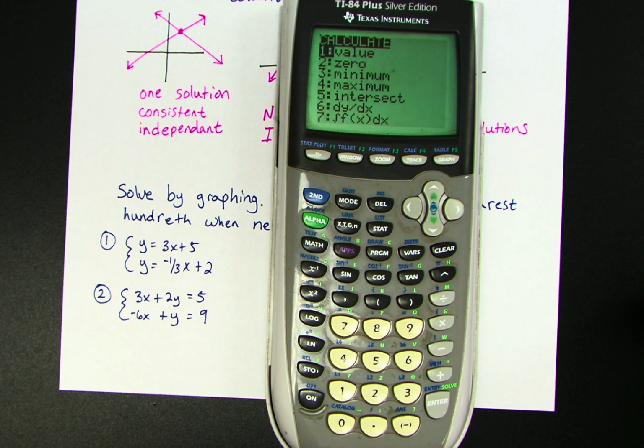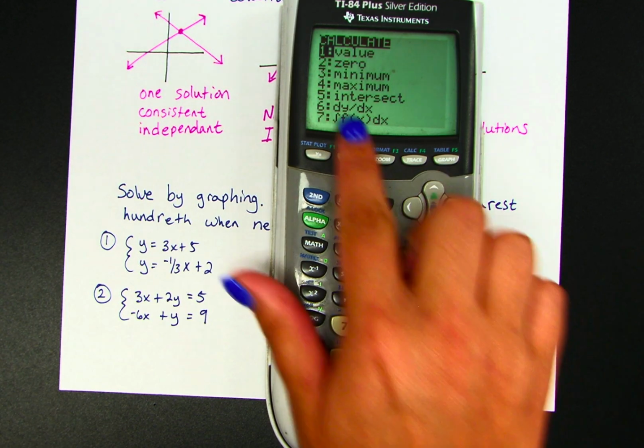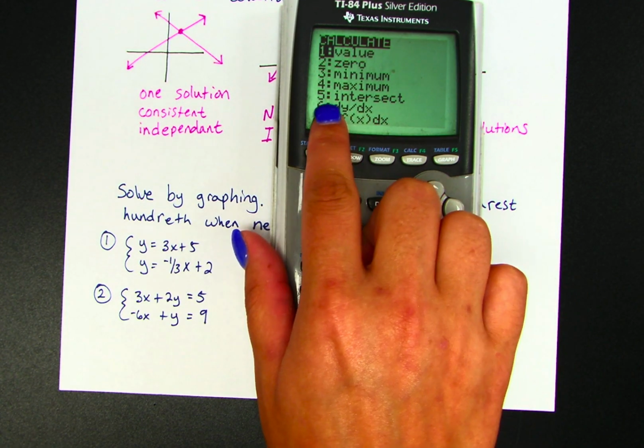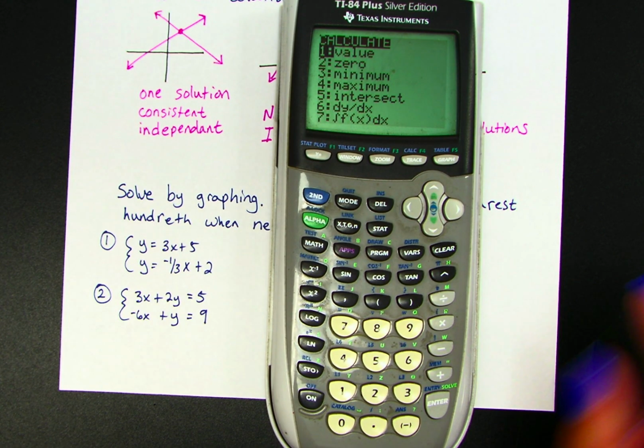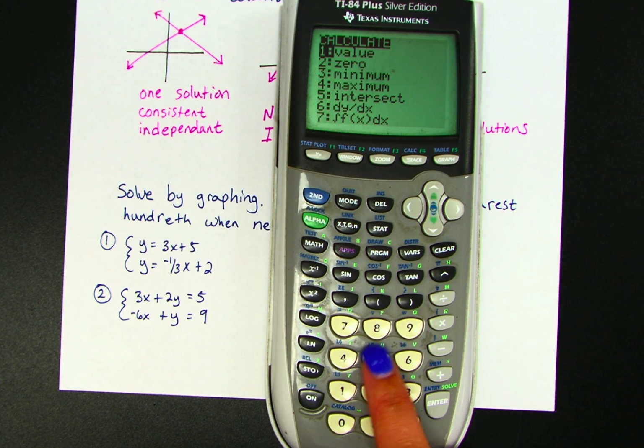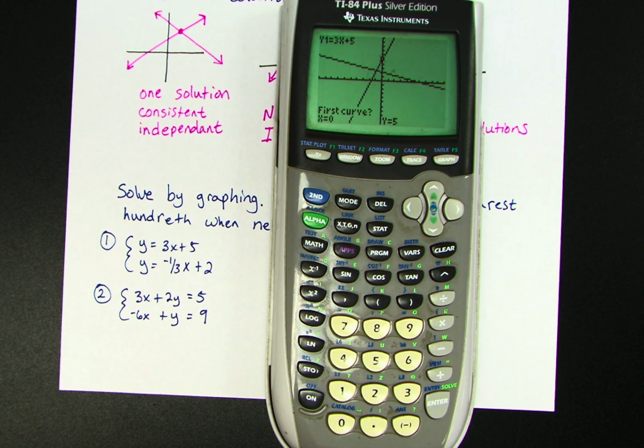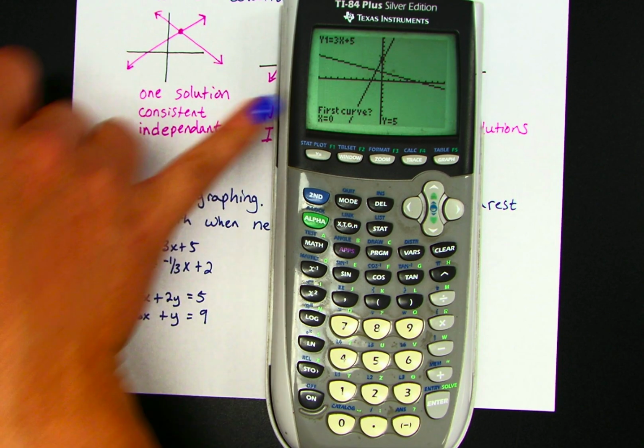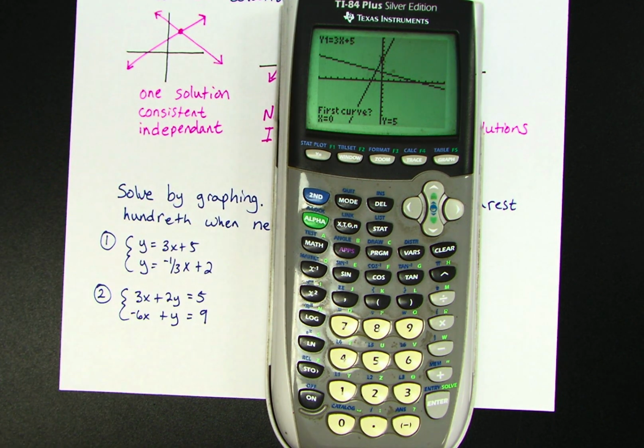So we are trying to find the intersection point. So I'm going to go down to number 5 where it says intersect. So I can either arrow down and press enter, or I can just press the 5 key. Okay. And then our calculator is going to ask us 3 questions. It's going to ask us for the first curve, the second curve, and then a guess.